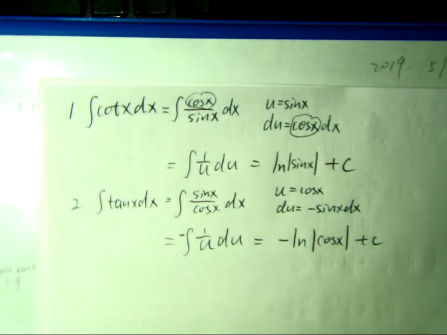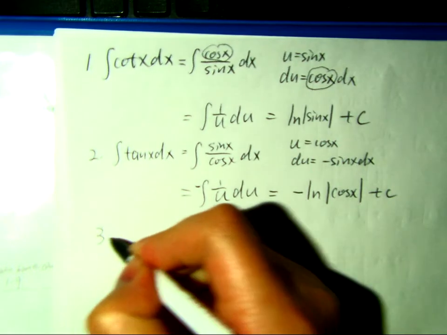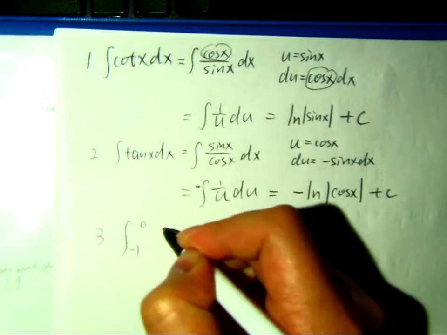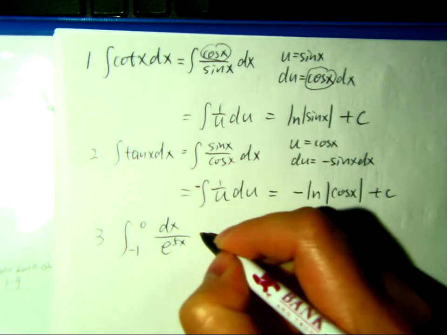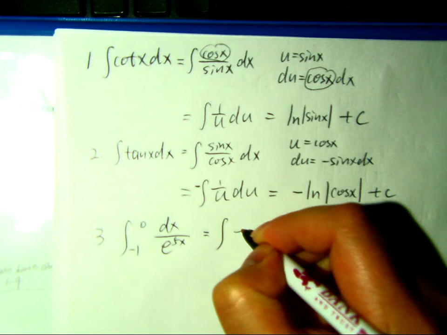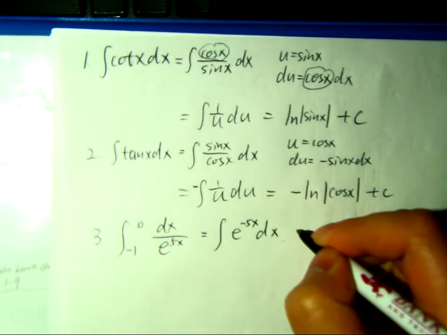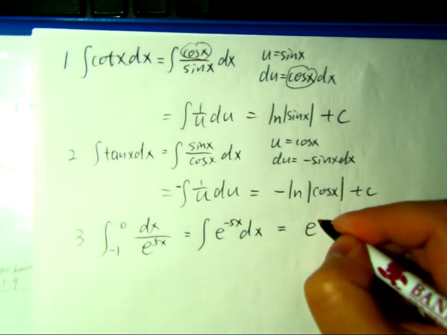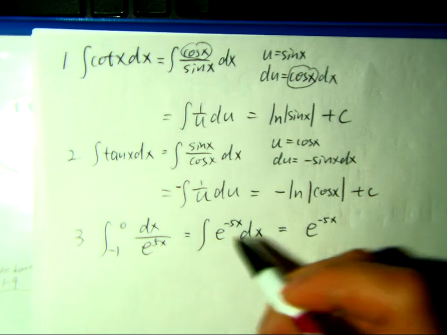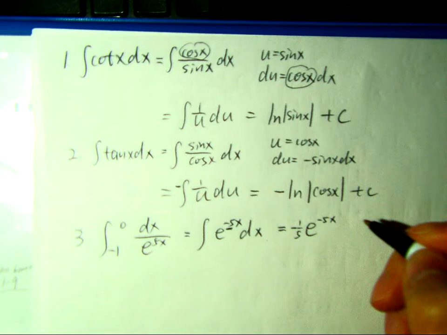And the next one. Integral from negative 1 to 0 of dx over e power 5x. We rewrite this question as e power negative 5x first. And then we take the integral of e power negative 5x. That will be e power negative 5x, because there's a baby here, so you have to put negative 1 over 5 in front.